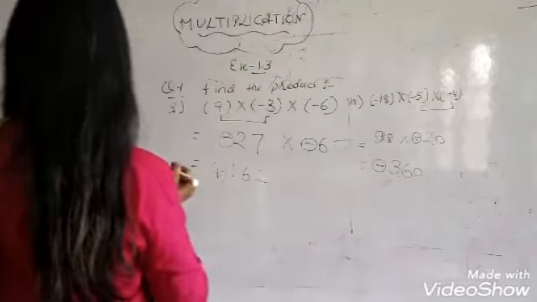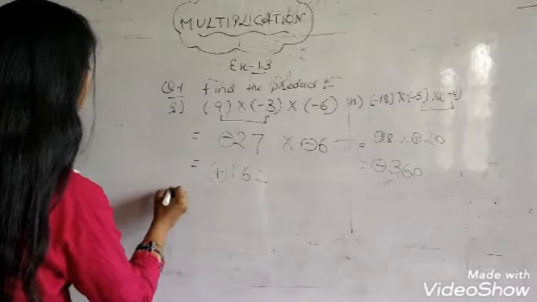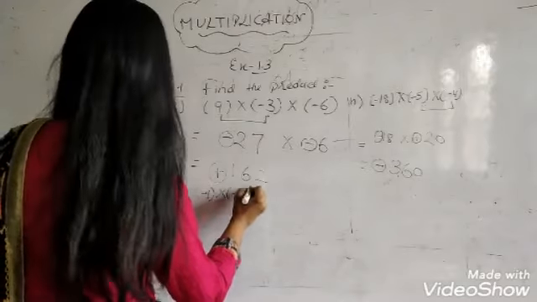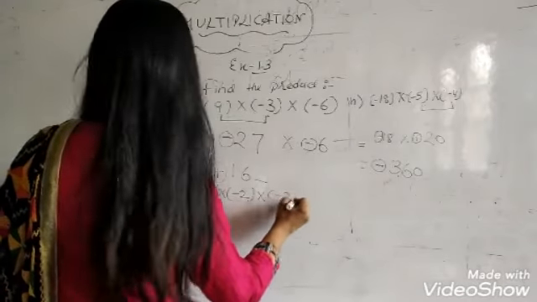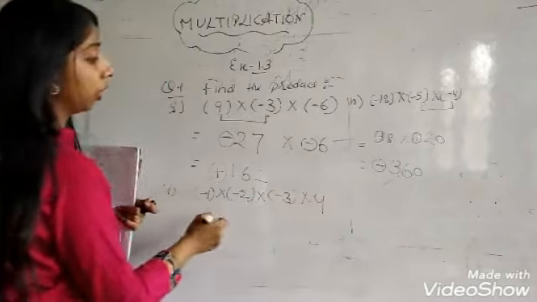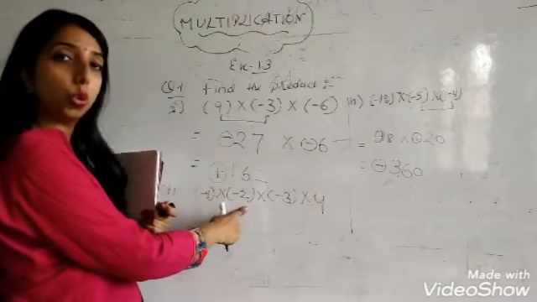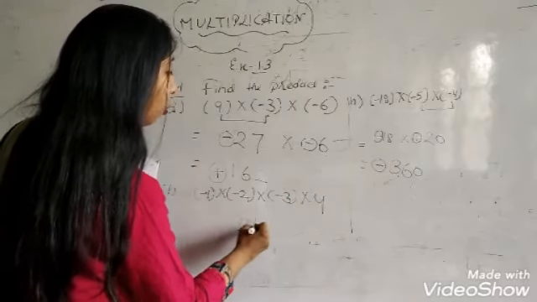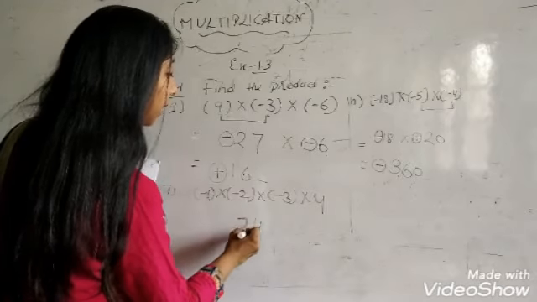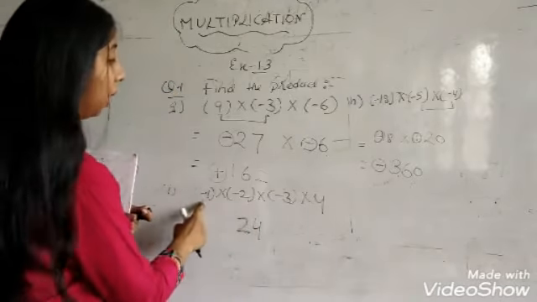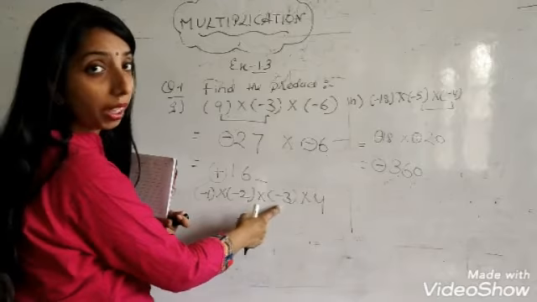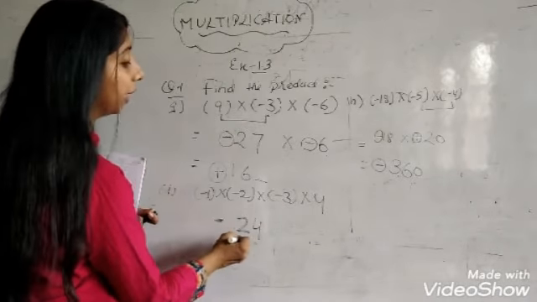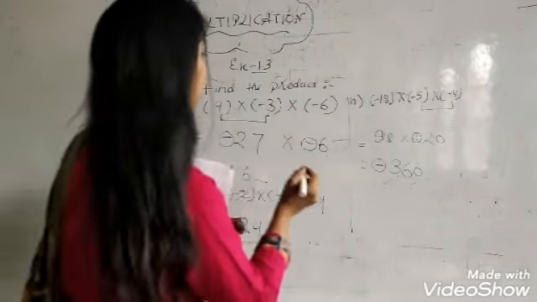Okay, and the next question is minus 1 multiply minus 2 multiply minus 3 multiply 4. So class, very easy. 1 into 2, 2. 2 into 3, 6. 6 into 4, 24. Very easy, 24. But see the signs. Minus is an odd number of times. So the answer will definitely come in negative form. So the answer is minus 24.